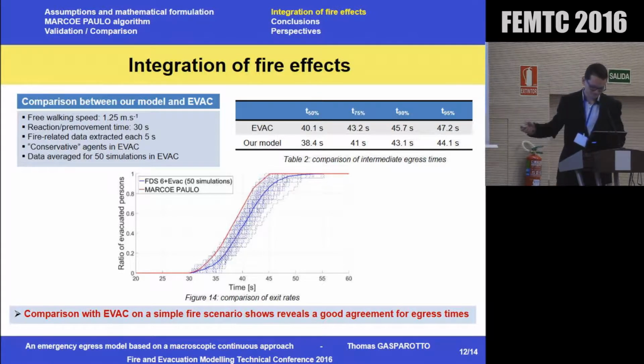We can see from these results that the results are similar for both codes, even if we are more optimistic for egress times with our approach. But at this stage, the discrepancies can be explained by the different assumptions made in behavioral models, because I have assumed here that people minimize their travel time according to the distance to the exit. And the assumption made for EVAC is a little bit different, because I have attributed preference for exits to people. But at this stage, we can consider that this comparison between codes is promising and reveals a good agreement for egress times.